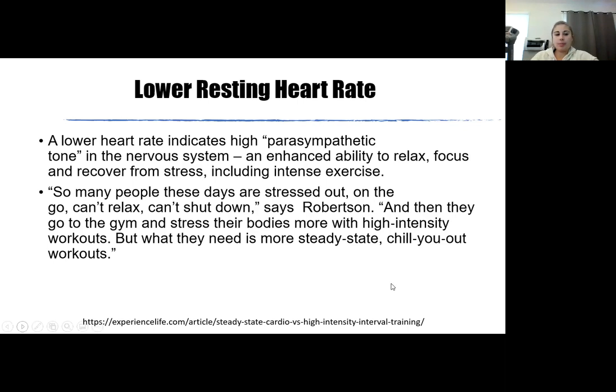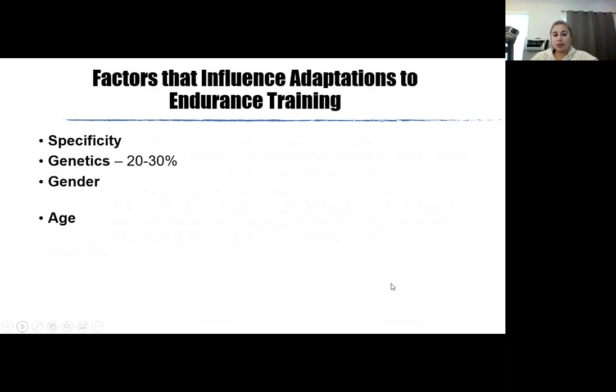So hopefully maybe that's of interest to you. And then again, just summarizing the factors here that can influence our ability to adapt to endurance training. So we know, again, is the program specific? That's going to be important. Genetics, we know, do play a role, not a lot, 20 to 30%, but some people will just naturally have a higher VO2 max than others with the same amount of training. And that's just part of genetics as well.